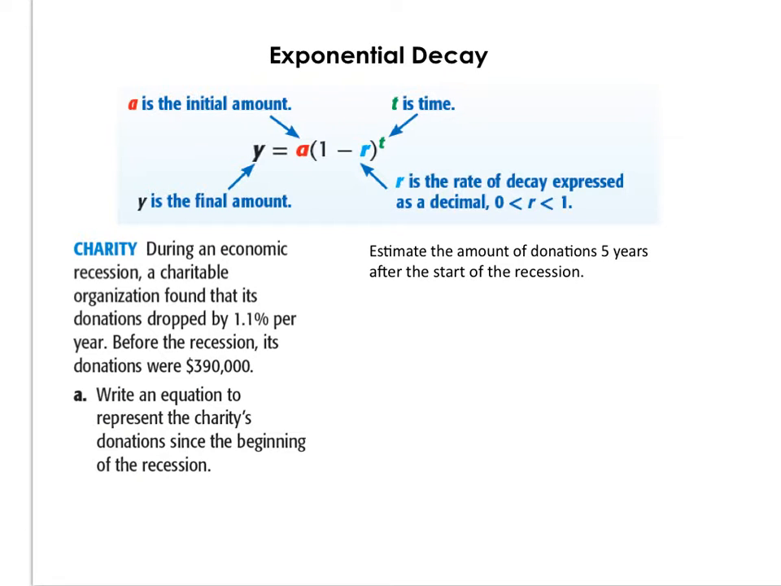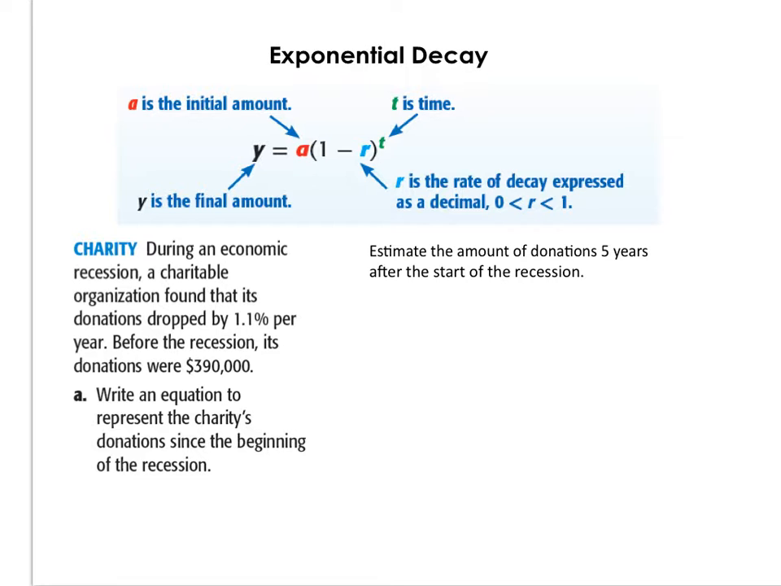Exponential decay is very similar to exponential growth in that there's only one change in the equation. So here the equation for exponential decay is y equals a times the quantity 1 minus r to the power of t, where a is still the initial amount, r is still the rate of decay here, expressed as a decimal, t is the time, and y is the final amount. Again, the only difference is now we're subtracting, which makes sense because this is exponential decay.